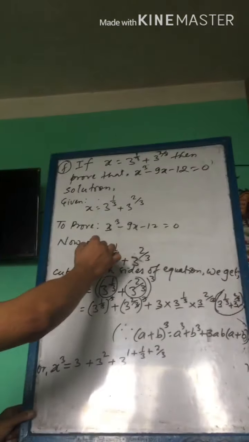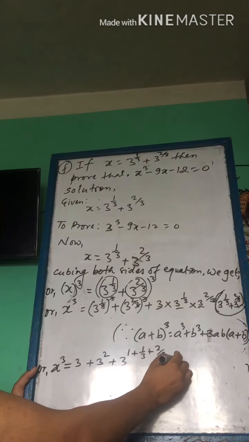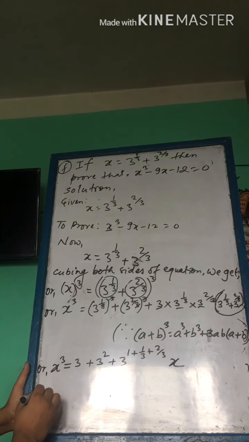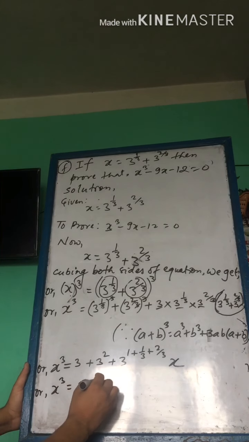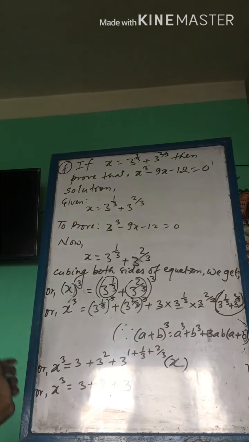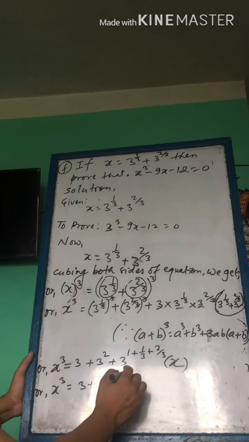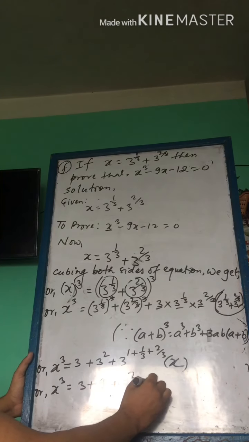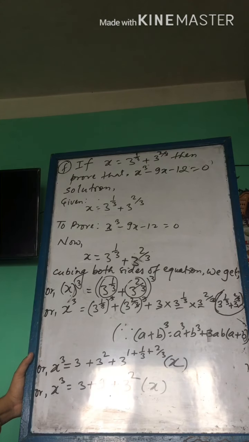This equals how much? x. So can you replace this by x? Now let us keep it. x cubed equals 3 plus 3 square, that is 9, plus 3 to the power how much? Now add them. 3 to the power 1 upon 3 plus 2 upon 3 is 1. When you add it, it will be 6 upon 3, that is equal to 2. I have done it directly, don't get confused.